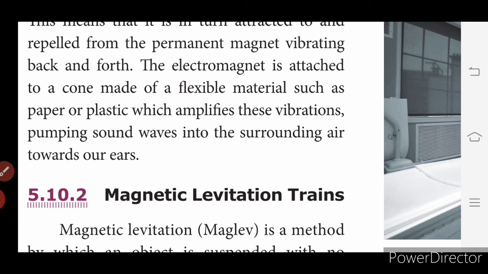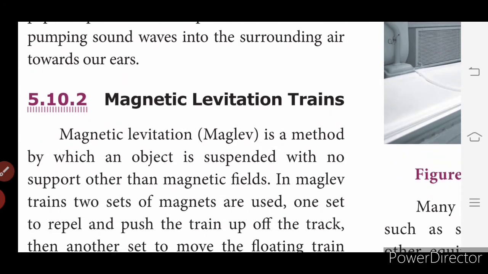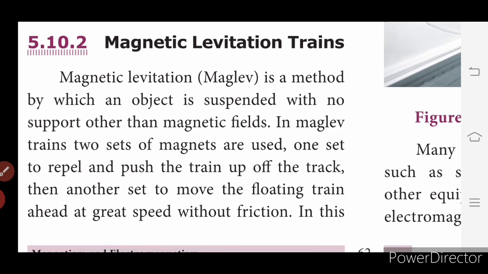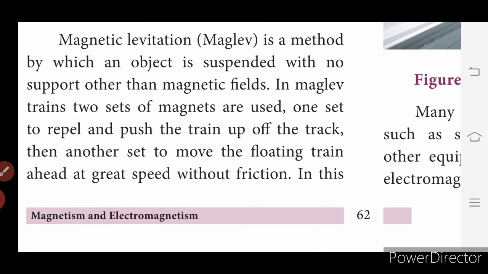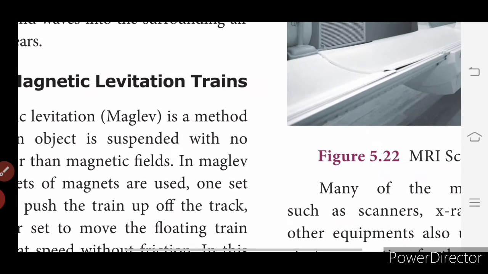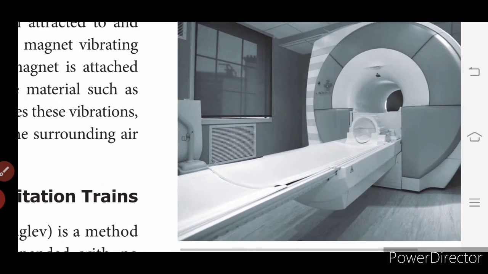So next, magnetic levitation trains. How does magnetism help in magnetic trains? Magnetic levitation, or maglev, is a method by which an object is suspended with no support other than magnetic fields. So only magnetic fields help the train to move. In maglev trains, two sets of magnets are used. One set to repel and push the train off the track, and the other set to move the floating train ahead at great speed without friction. So in this technology, there is no moving part.